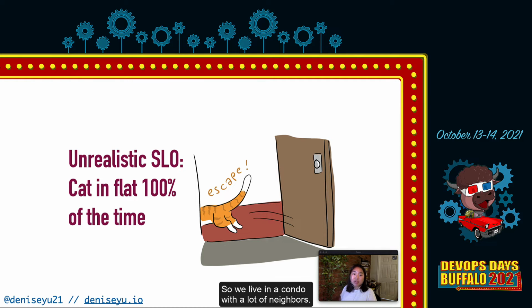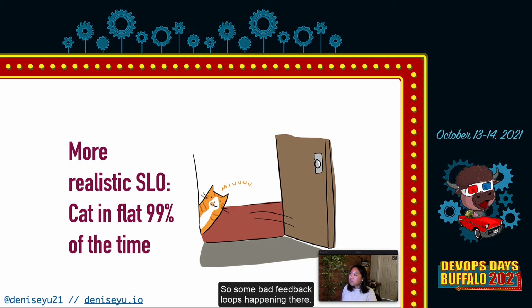So we live in a condo with a lot of neighbors. Every time the front door opens, Sam bolts out the door. And we used to chase him, but then he started escaping more because he learned that if he runs out, he gets to play a fun game of tag with the humans, which made him want to escape even more. So some bad feedback loops happening there. So we started letting him out for just a few minutes a day, no more than 5 minutes, just to show him that there's nothing special, there's nothing interesting out there, it's just a boring hallway, and he burns off some energy. So 99% of cat in flat time was a much more realistic SLO for us.